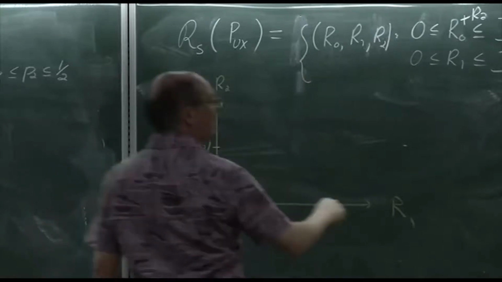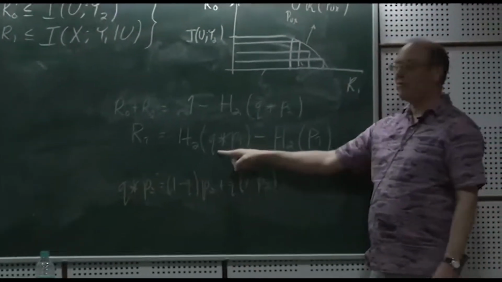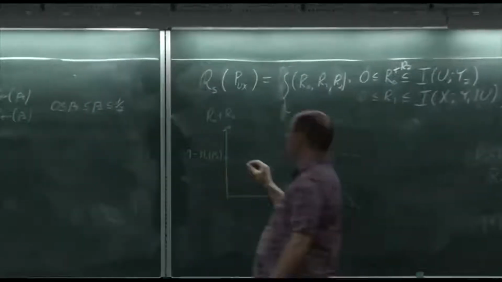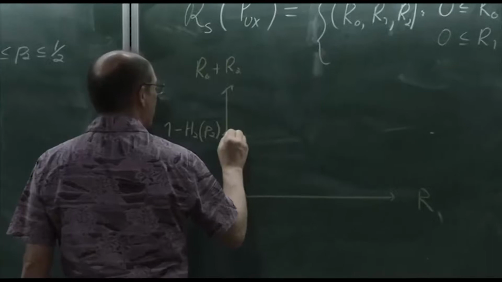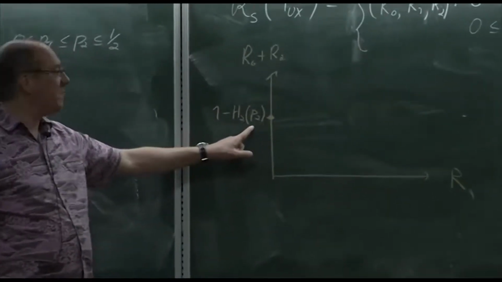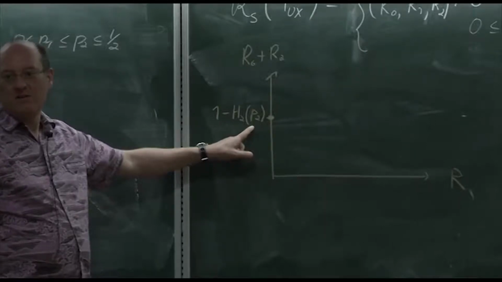Okay, so that's this. And what is this? Well, that's just p1. So we get h2 p1 minus h2 p1 is 0. So q equals 0 means we're operating at this point. Is that a good point to operate at? 1 minus the binary function of p2? Well, sort of. It means we're not sending any information to user 1, right?